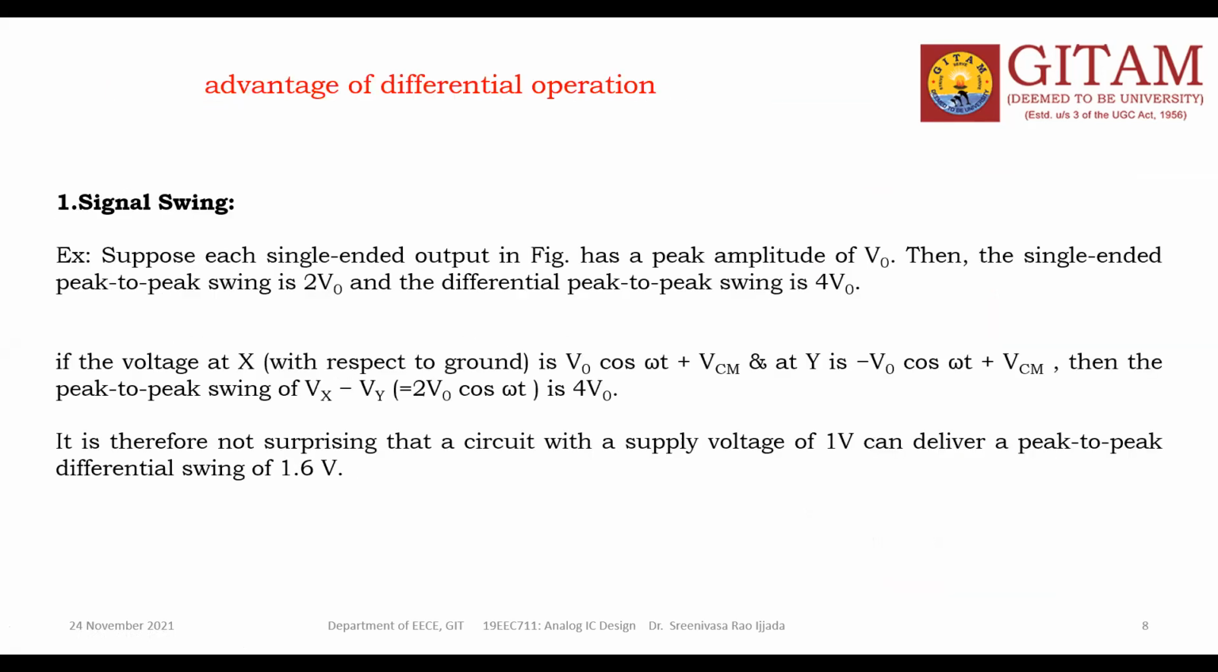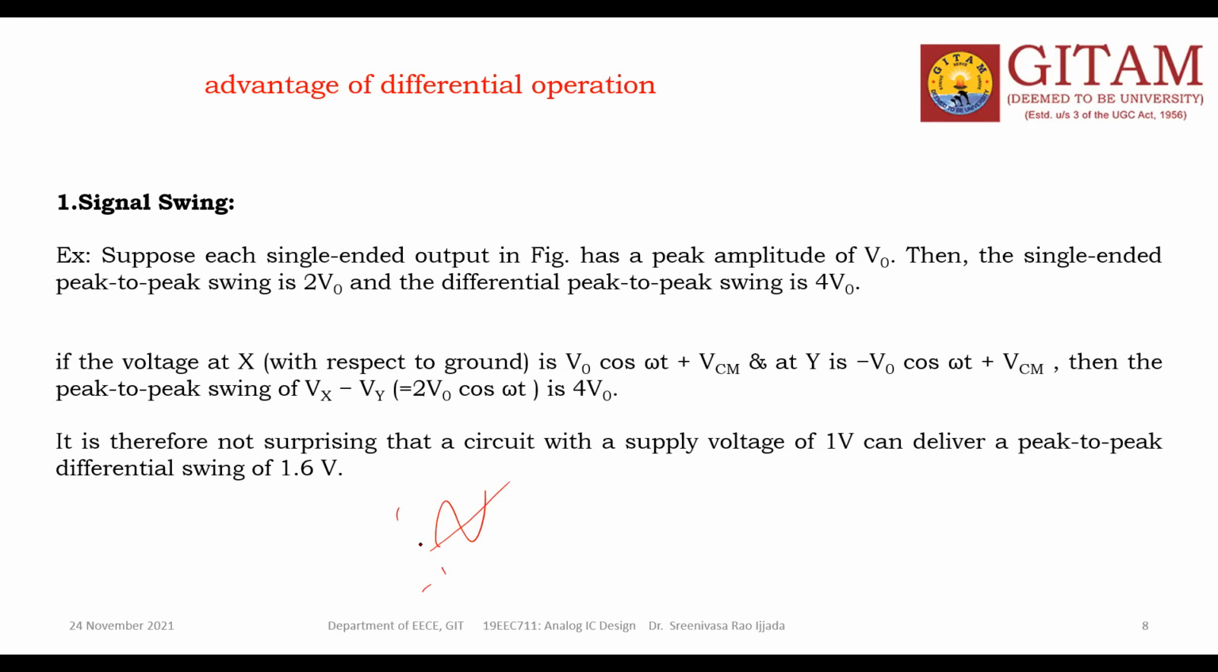What are the advantages, the benefits of the differential operation? First one is signal swing. You can get the full voltage swing. Suppose in the single-ended operation, our input voltage is a sinusoidal signal like this. This is 1 volt and this is minus 1 volt. What is the peak to peak value? Peak to peak is 2 volts.